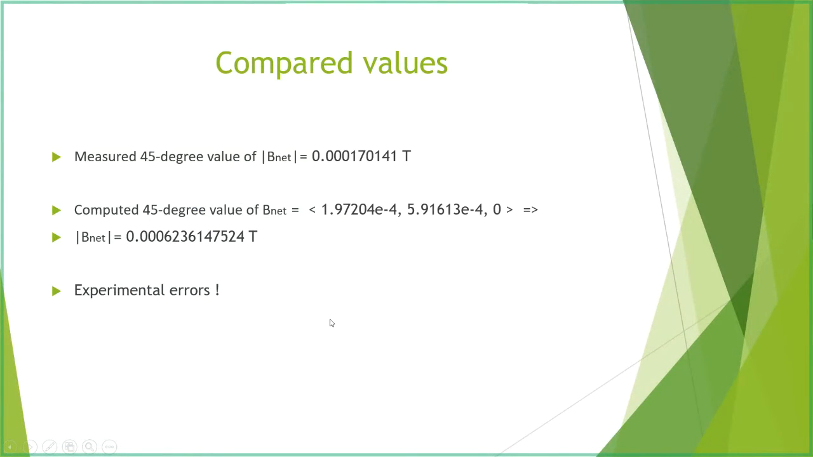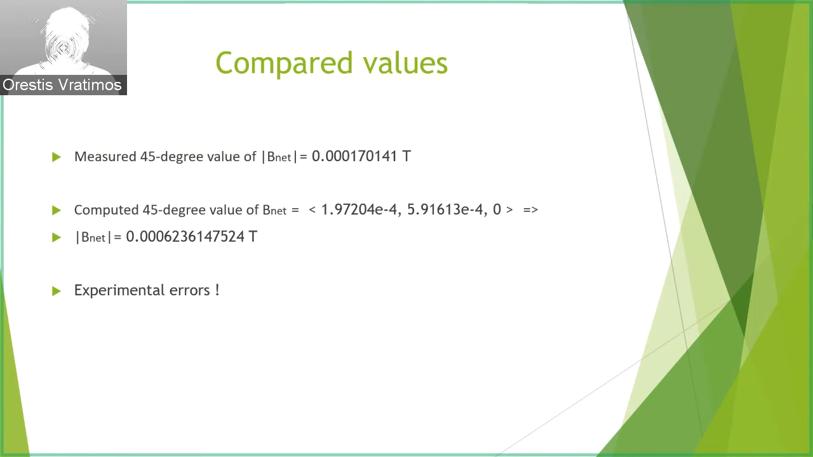The compared values are that the measured 45-degree value of B net, which is basically from the Excel, is 0.000170141 Tesla, whereas the B net computed in the GlowScript is 0.00006236147524 Tesla. So we have a difference, and that's understandable since there are experimental errors when we measured the 45-degree value of B net.